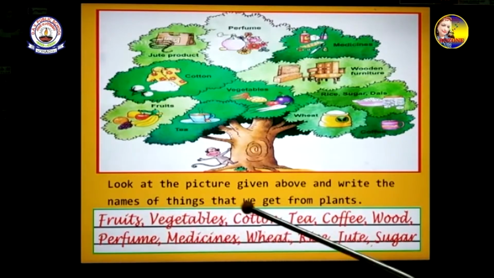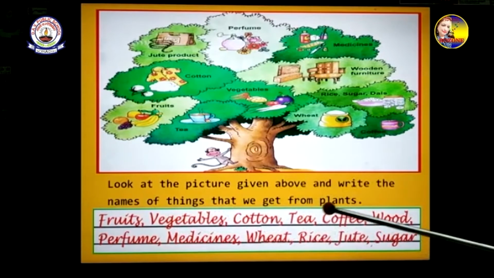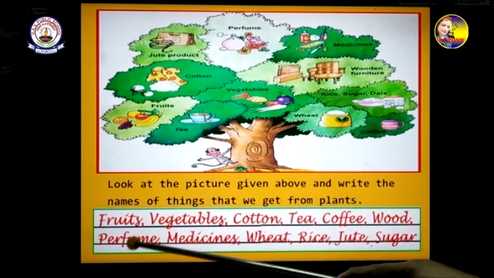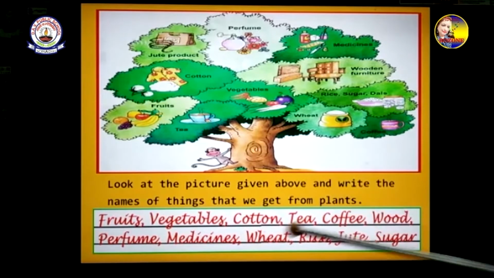Look at the picture given above and write the names of things that we get from plants. I have written all the names here: fruits, vegetables, cotton, tea, coffee, wood, perfume, medicines, wheat, rice, jute, sugar. You do it in your book.